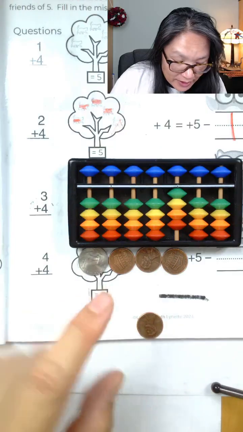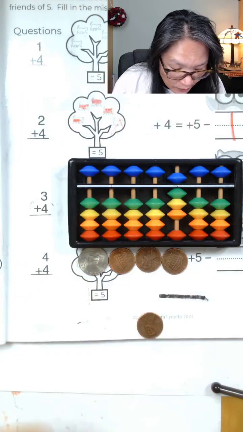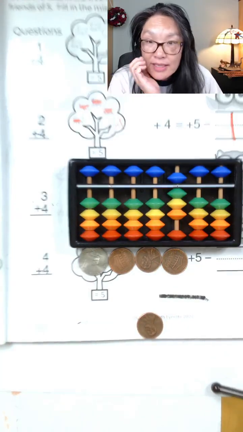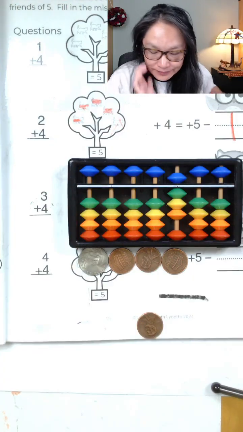So I can show you on my abacus. I'm going to add the 5 and I'm going to take away the 1. And my final answer is 8. How does that work for everybody? Is that okay for everybody? How is that doing? So what does that mean?